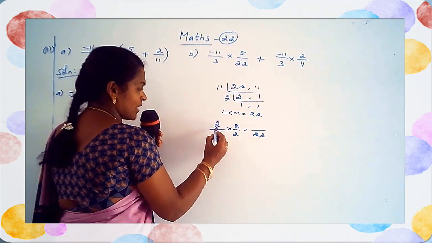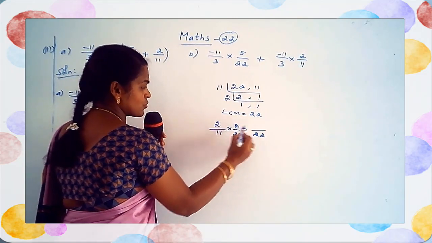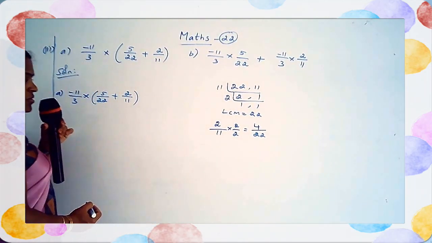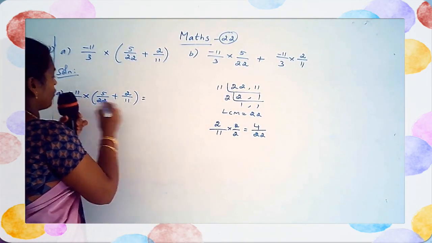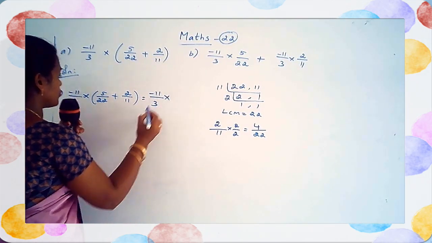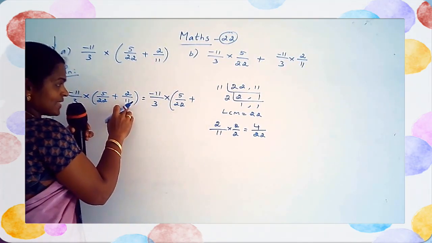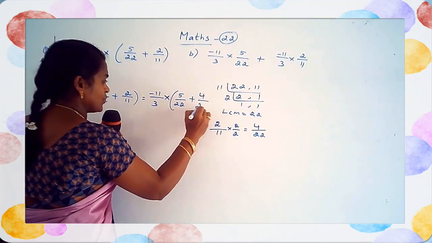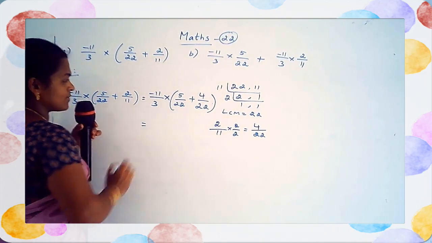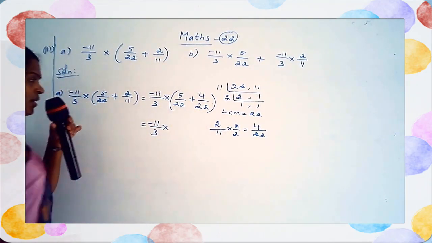Okay, children? So, that's why the denominator is 22. Now, how much will the numerator be? 2 2s are 4. So, 2 upon 11 is equivalent to 4 upon 22. Now, write it. Minus 11 upon 3 into 5 upon 22 plus 2 upon 11 is equivalent to 4 upon 22. Okay. Clear?